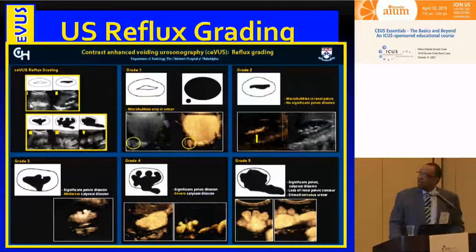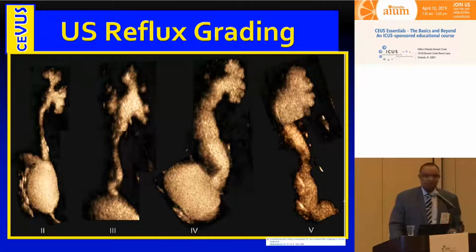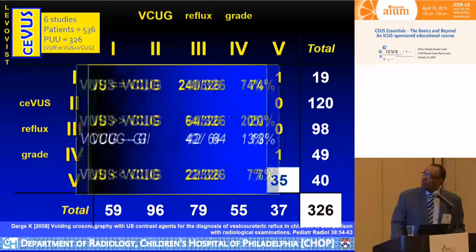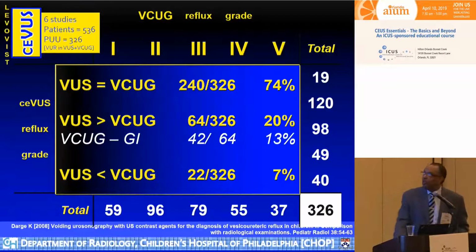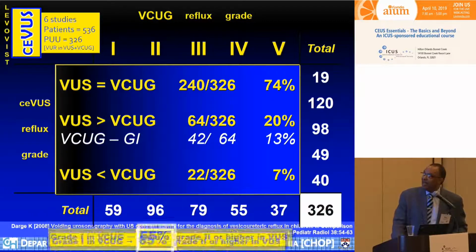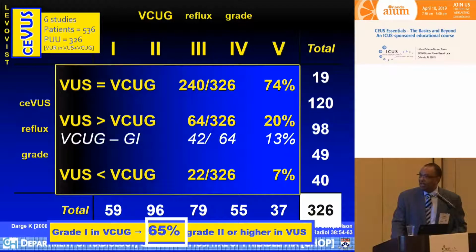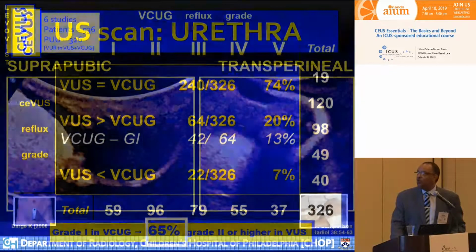And this is also a poster we prepared to demonstrate with the newer techniques how the different grades look. And this is a composite image to show there is a similarity of the reflux grading to the VSUG. And we know if we compare the reflux grading, in the majority, in 3/4, the grading system in ultrasound and the VSUG is the same. In about 20%, the reflux grade in ultrasound is higher. And the main reason is that grade 1 reflux in VSUG in about 65% is grade 2 or higher.